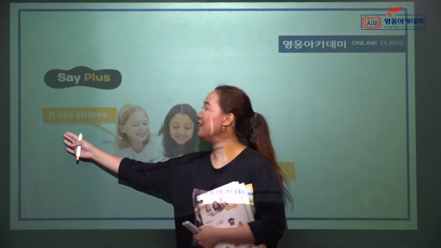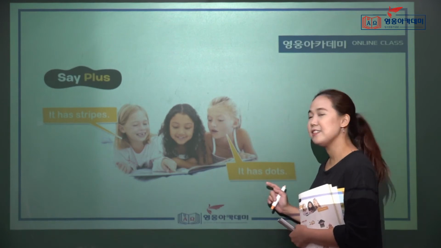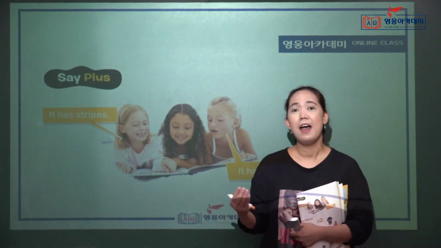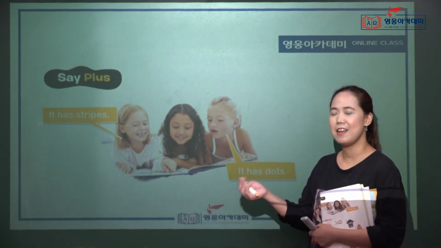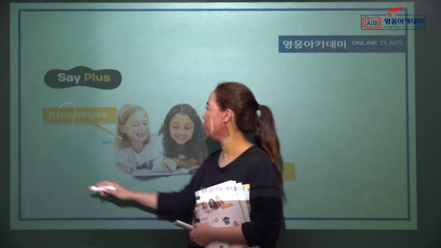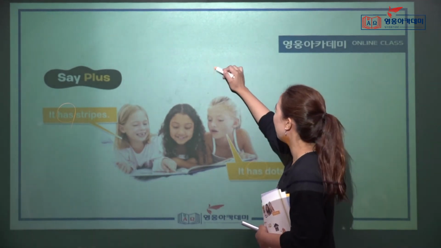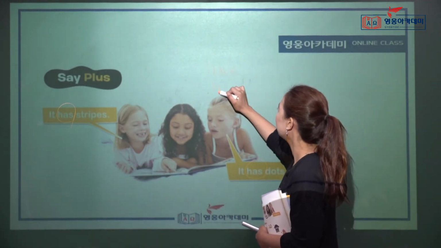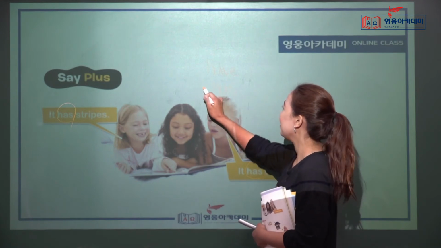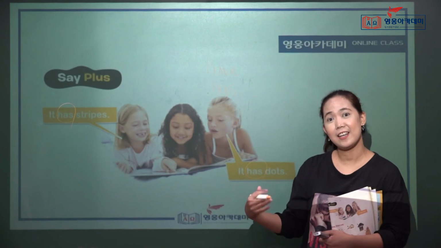Again, it has stripes. Very good. Next, it has dots. One more time. It has dots. All right, what is has? What does it mean, has? Okay, it's the singular form of have. Have and has have the same meaning, which means to own or to possess, right?